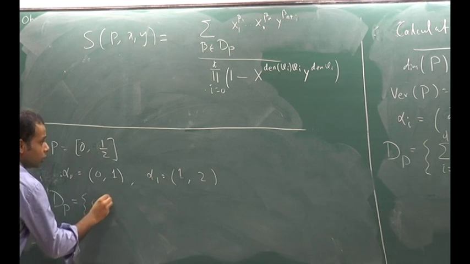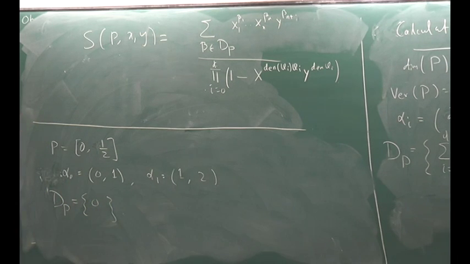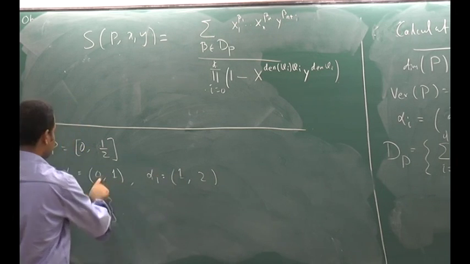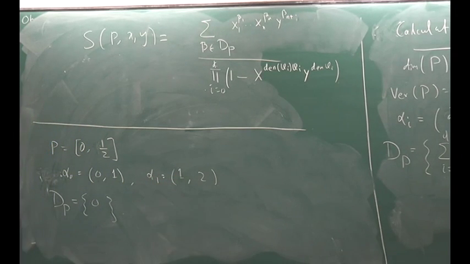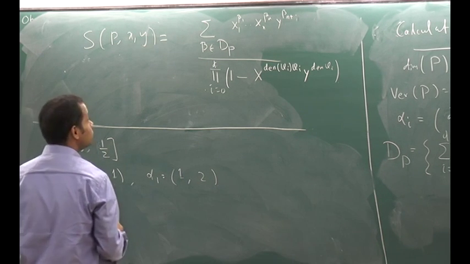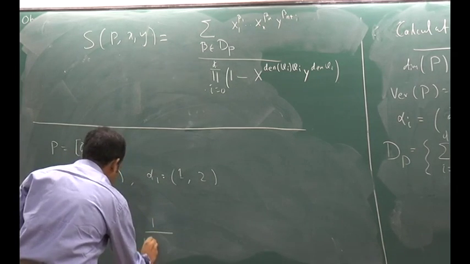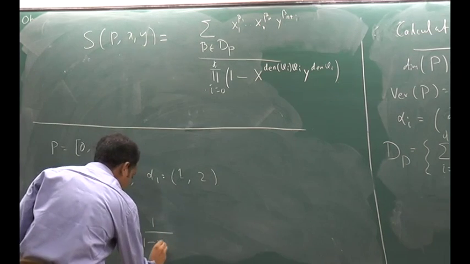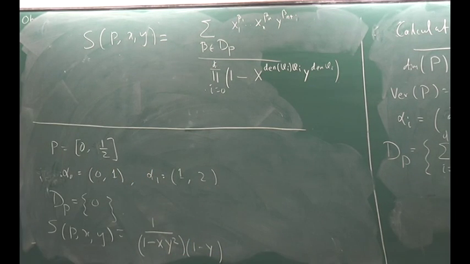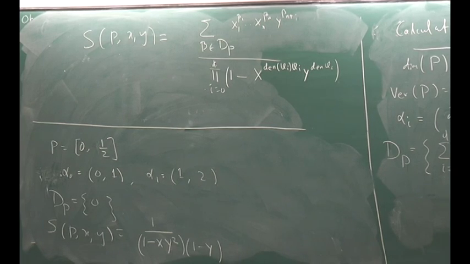D_P has to be 0. We cannot take any a_i that is greater than 0, because if so, then a_i is a fraction over here, and that fraction plus 0 remains that fraction, and that's never an integer. So D_P is 0. So the function S_P(x,y) is equal to 1 by (1 minus x y square) times (1 minus y), right?